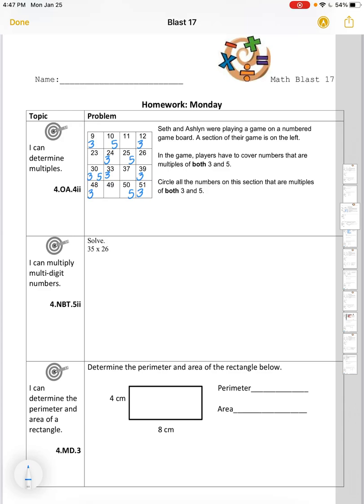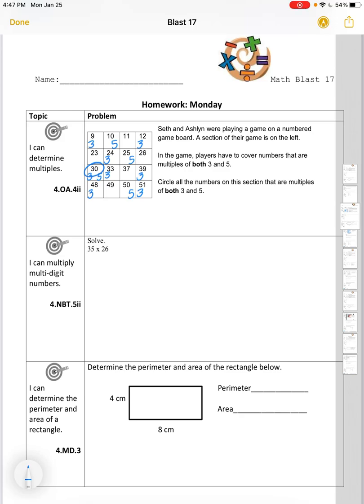Now I'm going to look at the numbers that have both a 3 and 5, and those numbers would be multiples of both 3 and 5. So I'll circle those. So here I just have a 30, and that's it on this game board. 30 is the only number on the game board that is a multiple of both 3 and 5.